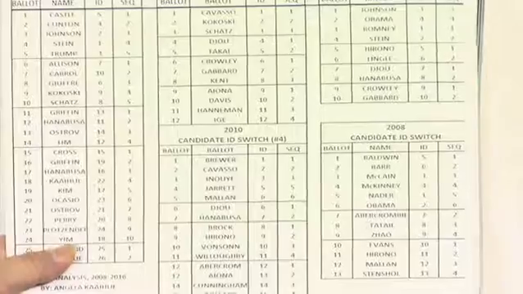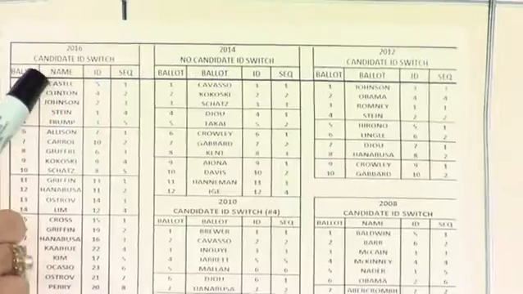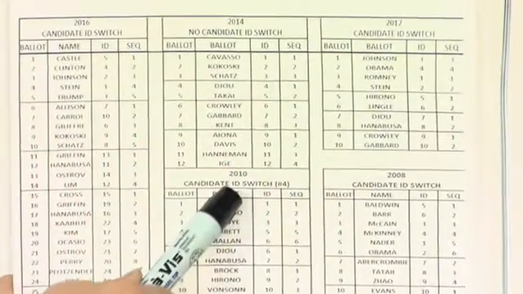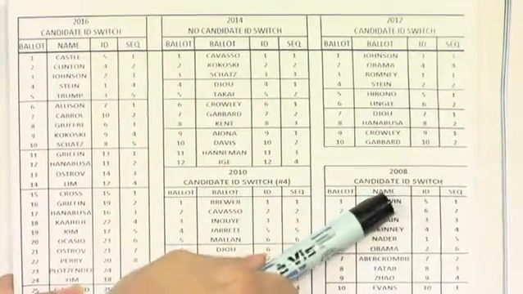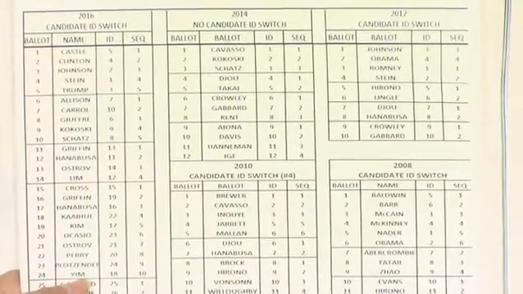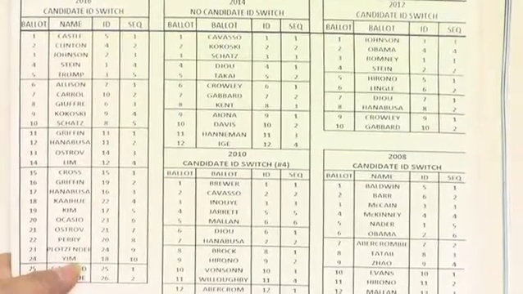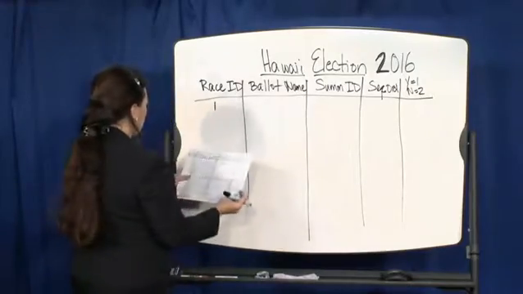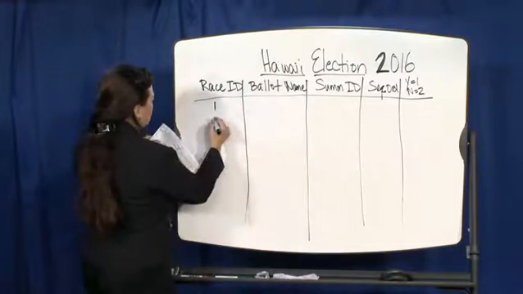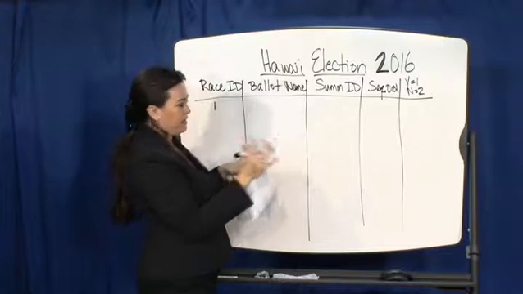Would that work? Okay, these are the presidential elections. As you can see, 2016, 14, 12, 10, and 8. Now we're going to be putting these names in order. I'll be doing it on the board because I think you can't really see it too well here. Okay, so let's start here. Race ID: 1, 2, 3. Race ID 1 is the first race, which was the presidential race.